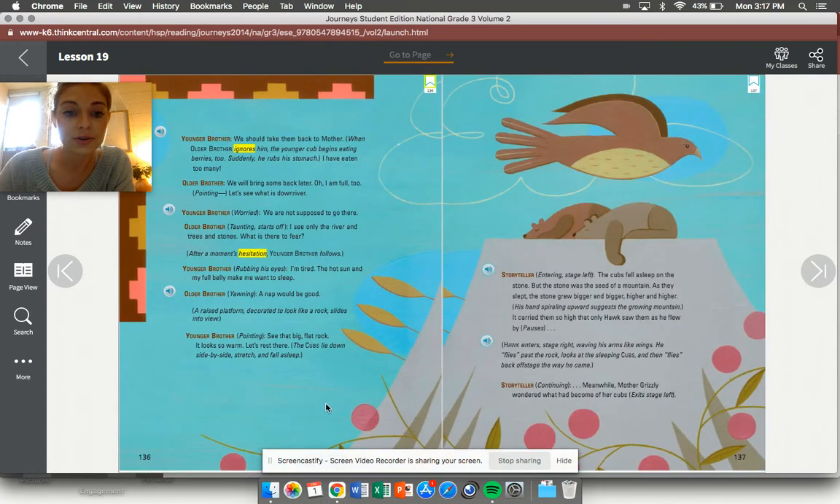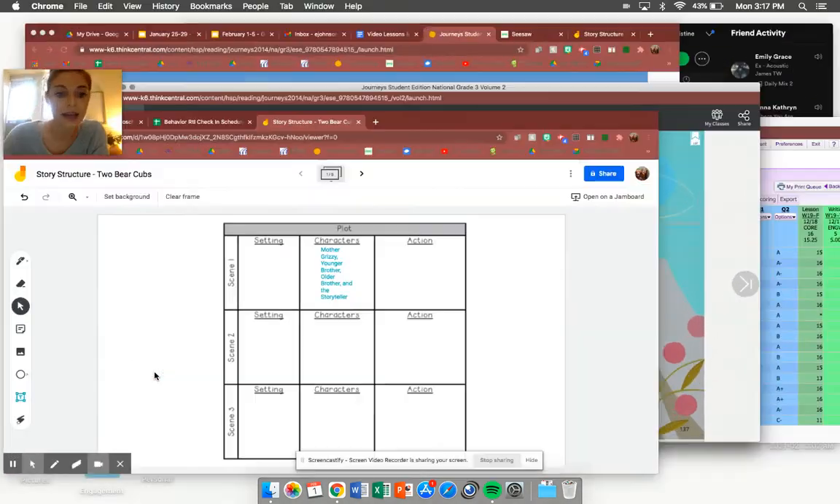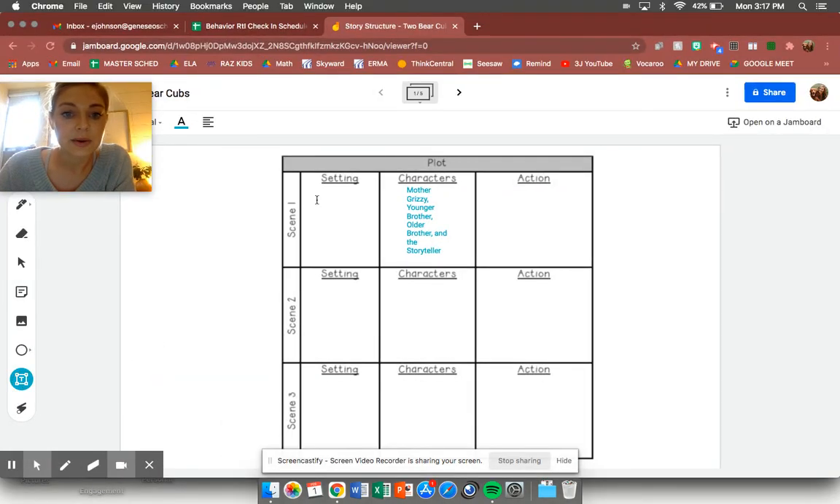So I'm going to go to my chart, and I'm going to write down a forest, a mountain, and a river. That's really important to include the river there because Mother Grizzly told younger and older brother not to go down too far by the river because strange things happen there. So they disobeyed her, and they actually did go down by the river, and something strange definitely happened to them. So now we have to do the action.